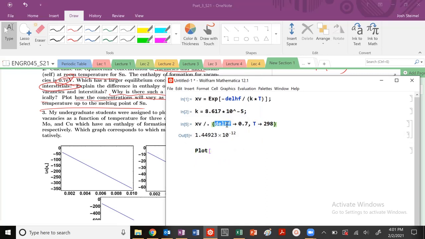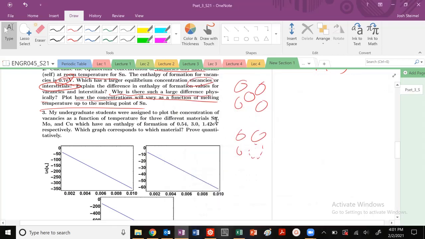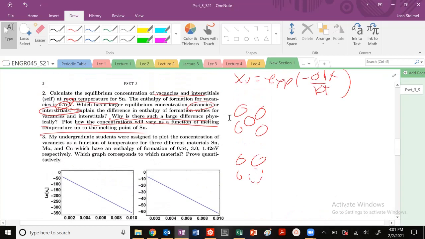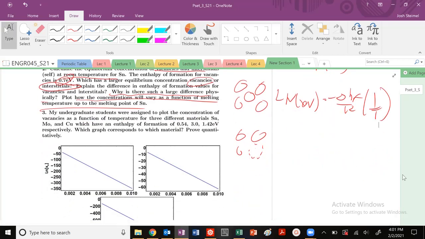Let's define del HF equal to 0.7. And let's plot XV with temperature going from 1 to 505. And it's exponential, as we could have expected. You could plot that nicer, like an Arrhenius plot, but let's get into that in the next question. From this expression, if I take the natural log of XV, I'm left with minus delta HF divided by K times 1 over T. So the slope of this, as we saw in our notes, is equal to minus delta HF divided by K.